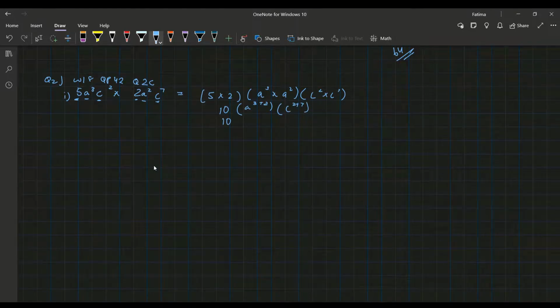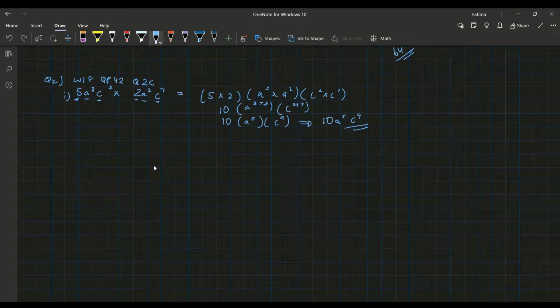So that would be 10 into a to the power 5 into c to the power 9. So the answer is 10 a to the power 5, c to the power 9. You don't actually have to show all of these steps. You can just go ahead and write the final answer as it is.